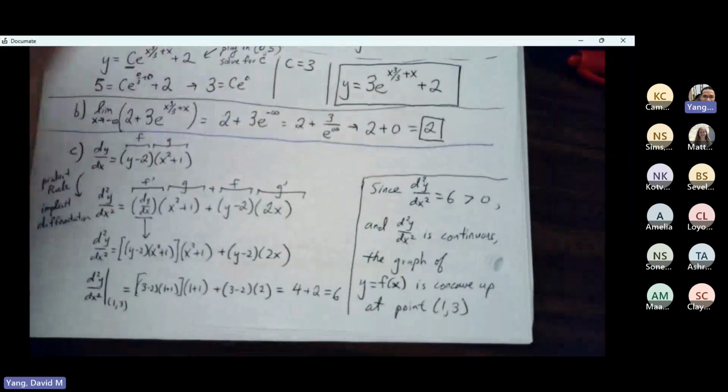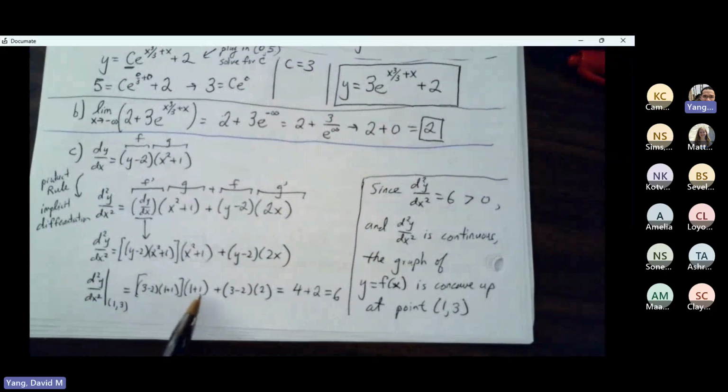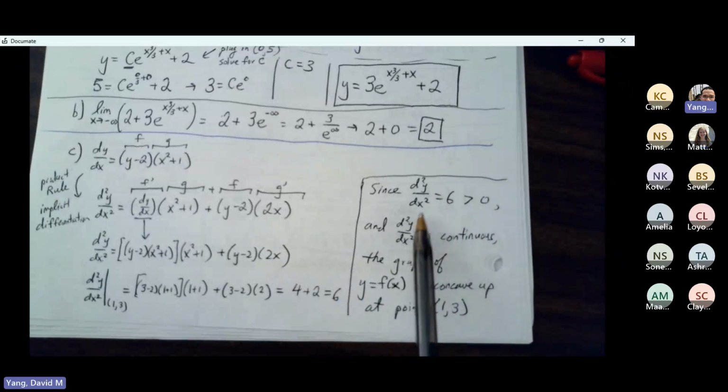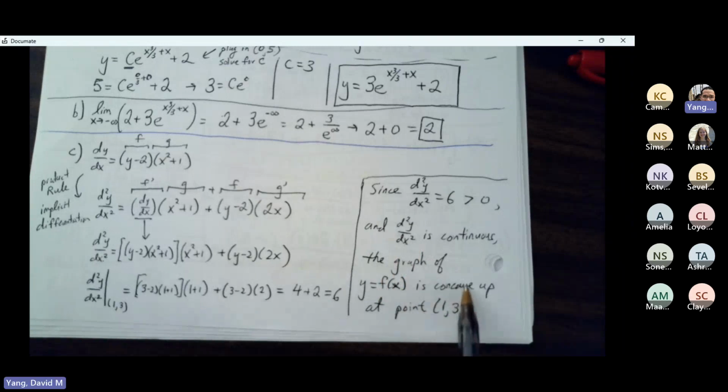So I'm going through my process here. This cleans up all the way to a positive 6. So since 6 is greater than 0, my second derivative is positive, and it tells us that my graph must be concave up at (1, 3).